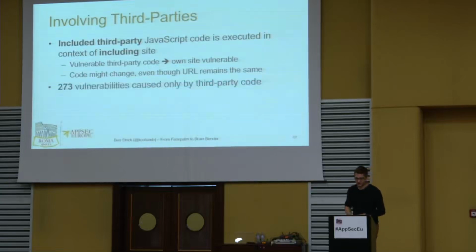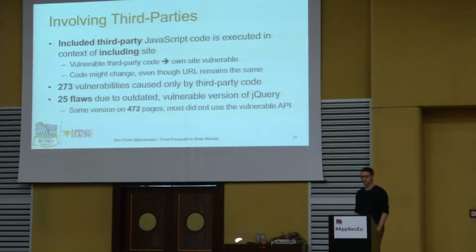And it turns out that, out of the vulnerabilities we had in our data set, over 1/5 were vulnerabilities that were purely caused by third-party code. For the most part, this was advertisement, not too surprising. And another thing that I found very interesting is that 25 of these flaws occurred due to an outdated, vulnerable version of jQuery. There used to be a problem in jQuery with the dollar operator, which is supposed to be used to select some element from the document, but you could even give it HTML code.